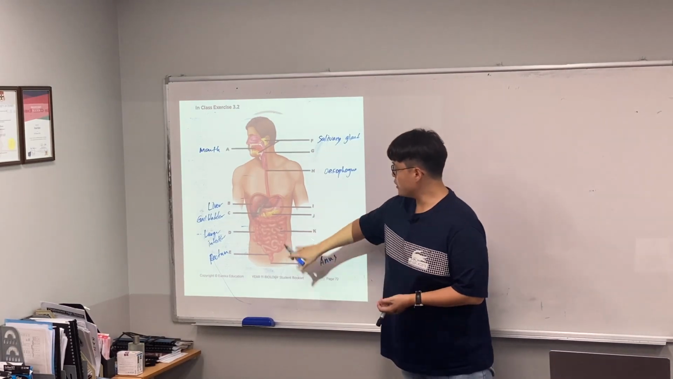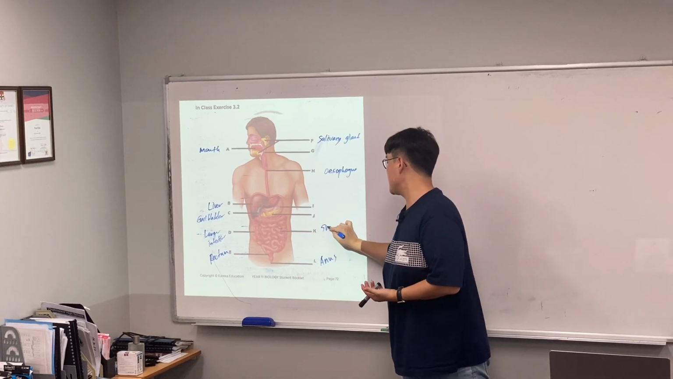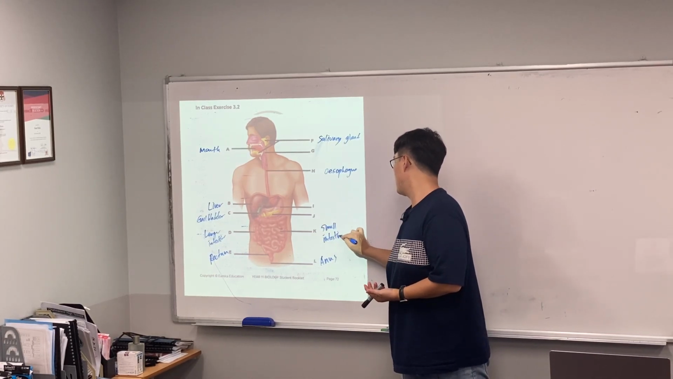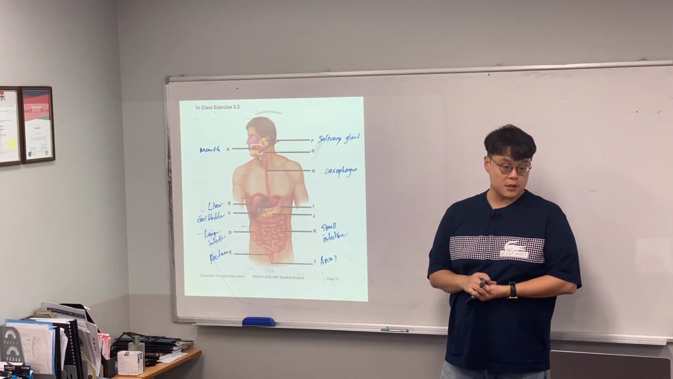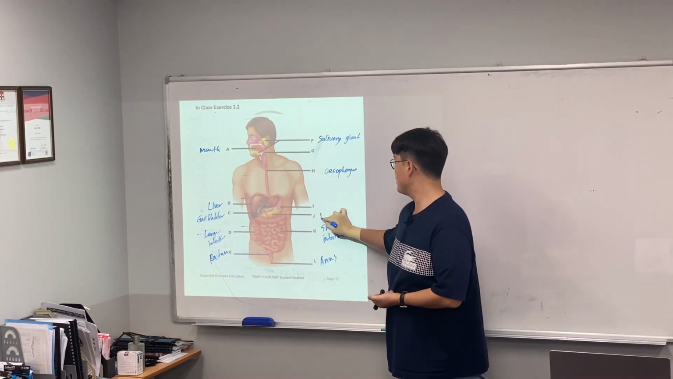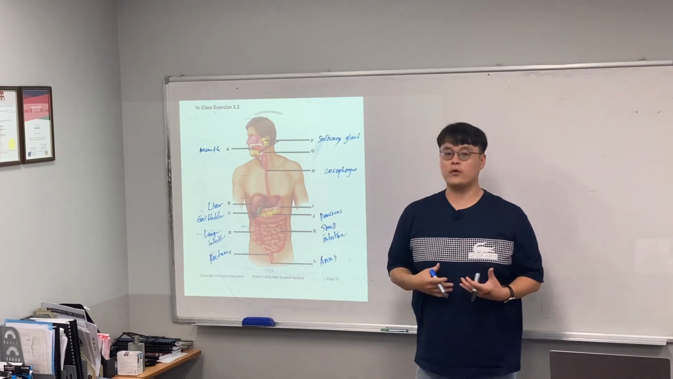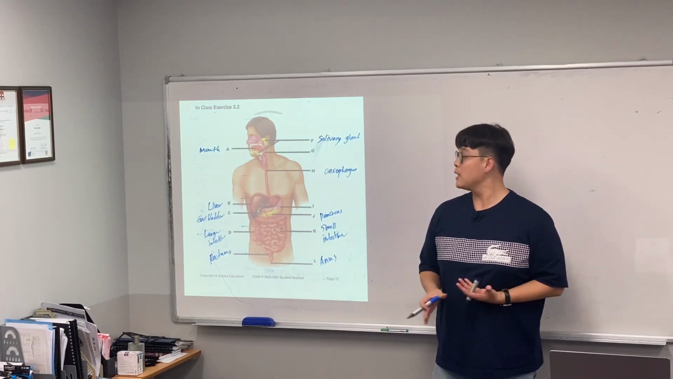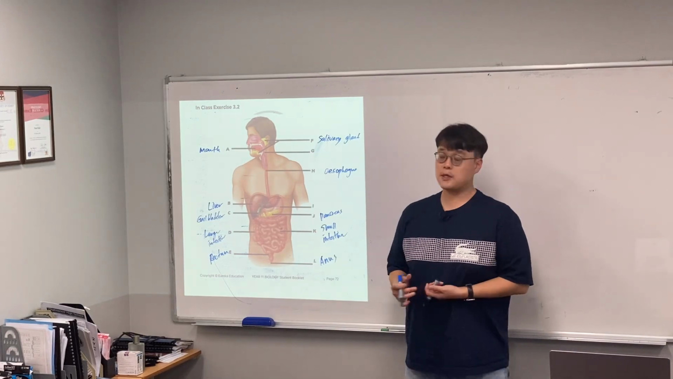Now, inside of the large intestine, we have the small intestine. And then J is the pancreas, also releasing very important enzymes. And the last one, I, is basically the stomach.